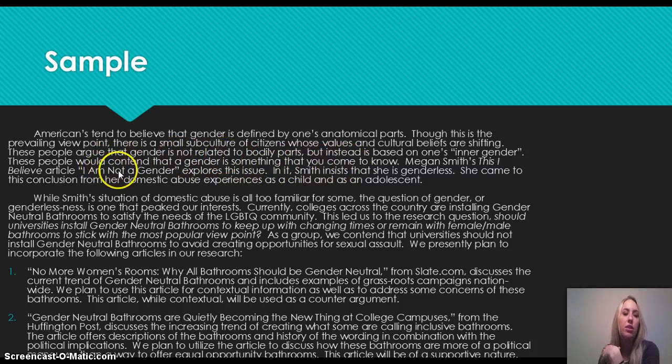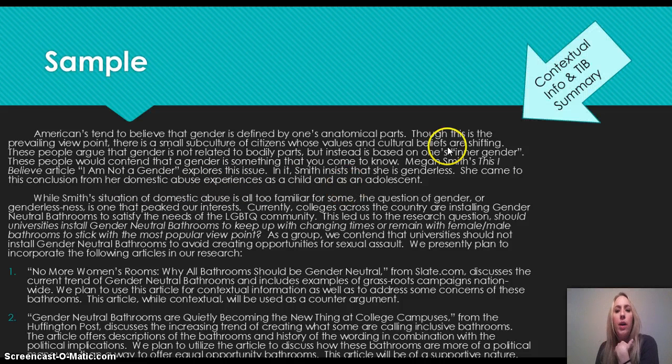Megan's This I Believe article, I Am Not a Gender, explores this issue. In it, Smith insists that she is genderless. She came to the conclusion from her domestic abuse experiences as a child and as an adolescent. So in this little introductory paragraph here, I have the contextual information about prevailing viewpoints on gender in America, and I also have a really brief, actually more like a one sentence summary of what's happening in the article. I just gave the basics of what's going on in the This I Believe narrative.